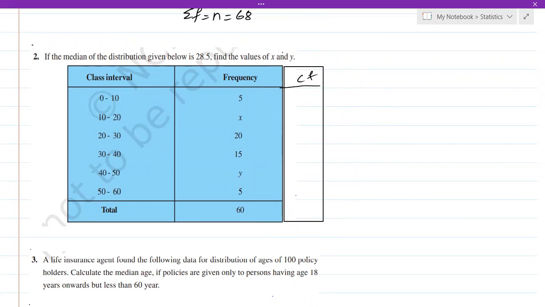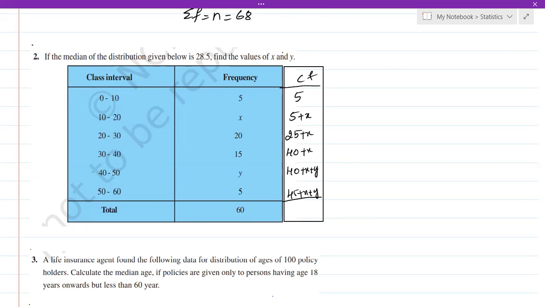How do we find CF? The first value as it is, then add it. 5 plus x is 5 plus x itself. 5 plus x plus 20, that will become 25 plus x. 25 plus x plus 15, that will become 40 plus x. Then it will become 40 plus x plus y. Then here it is 45 plus x plus y.